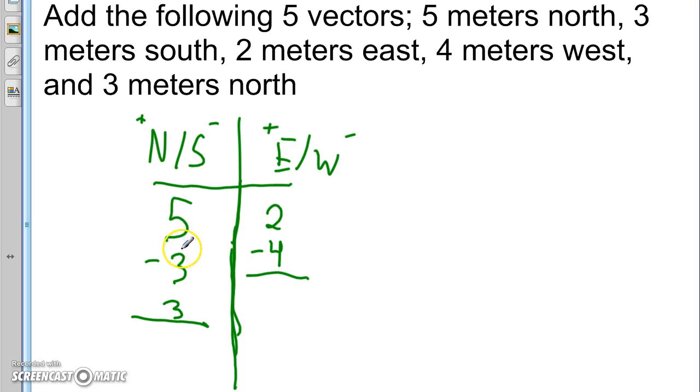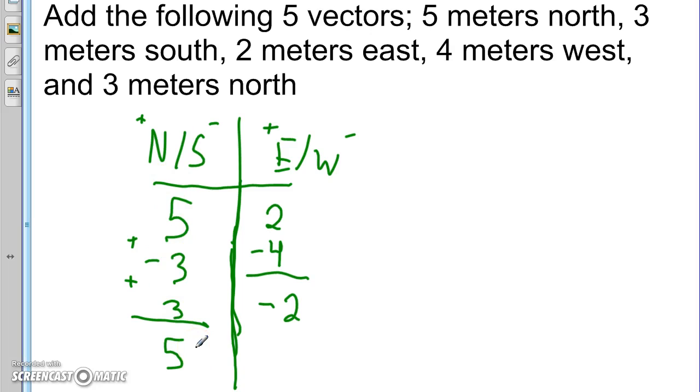Starting with the north-south, the 3 and negative 3 cancel each other out, because we're adding them, by the way. We're adding all these vectors together. So these have to cancel. You just end up with positive 5. Over here, on this side, you get 2, and negative 4 is just negative 2. So again, we now know what our net north-south is and our net east-west is. Our net north-south is positive 5.